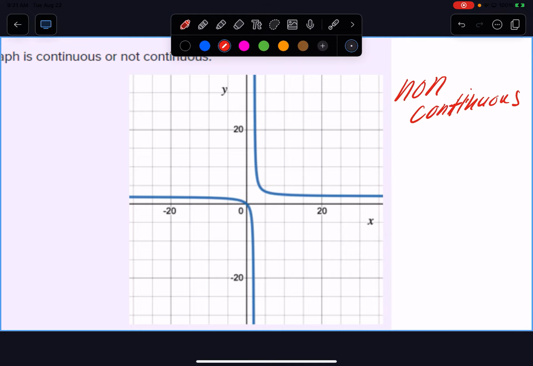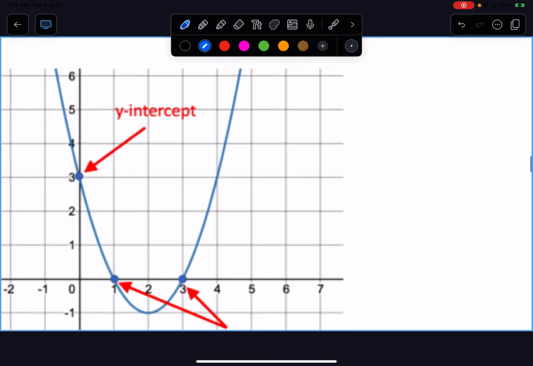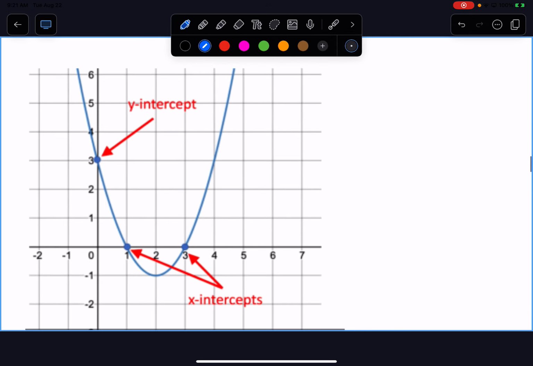So pretty easy stuff. Now they're going to ask you to identify x-intercepts and y-intercepts. They do want you to write your x and y intercepts as x, y points. So we'll do that with practice. Let's look at this one. Let's answer our x-intercepts how they want us to answer it, and our y-intercepts.